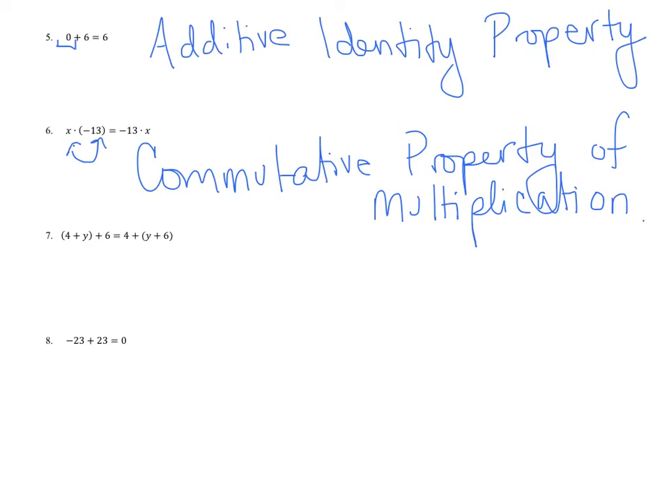Now I have the quantity 4 plus y, plus 6, is equal to 4 plus the quantity y plus 6. You can see we're grouping elements within addition, so this must be the associative property of addition.